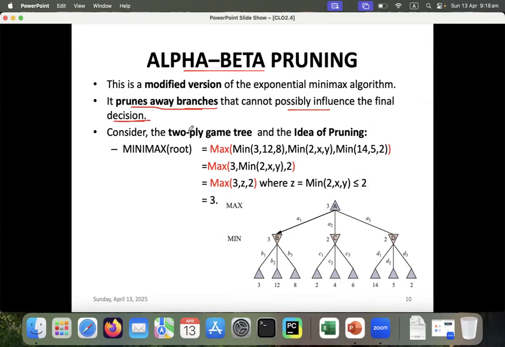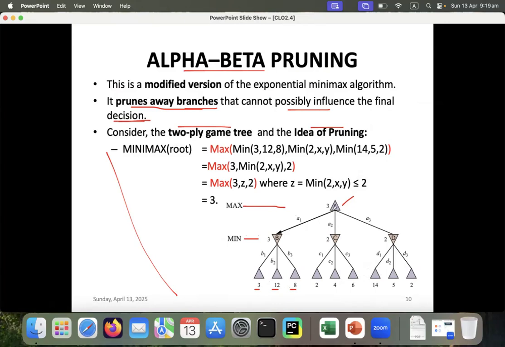And consider here you have a two ply game tree, or you can say two-player game tree. And we are explaining the idea of the pruning also here within this whole discussion. Look at here, node A. This is the move of the max, and this is node A, and then you have nodes B, C, D, and then you have these terminal nodes, and these are the values for those terminal nodes, and this is the move of the min player.